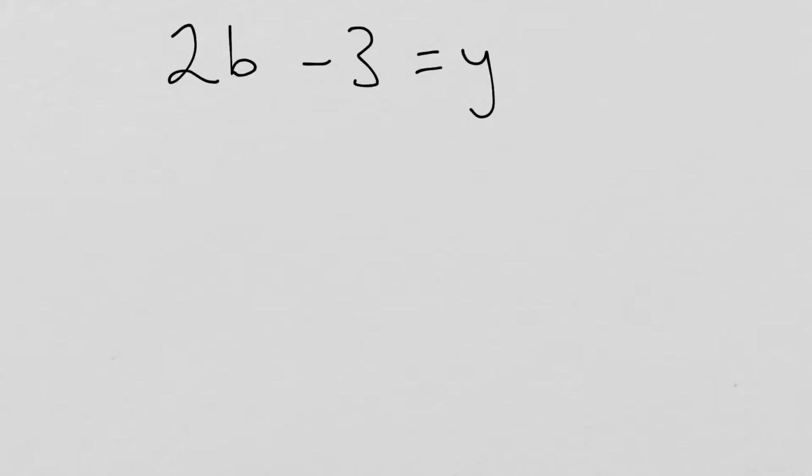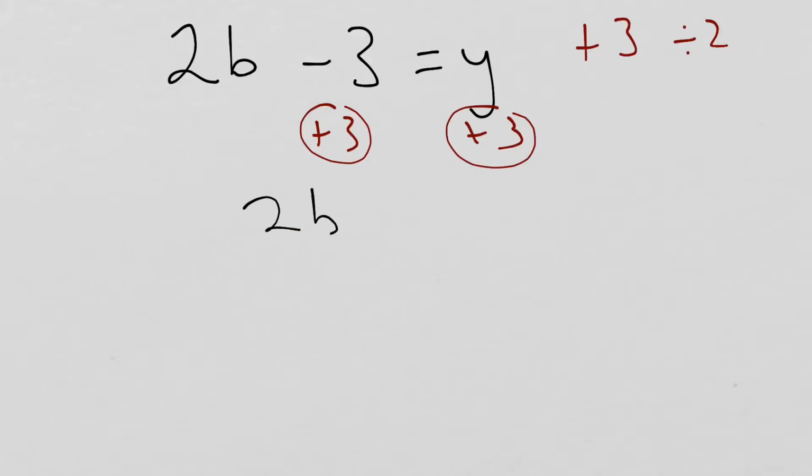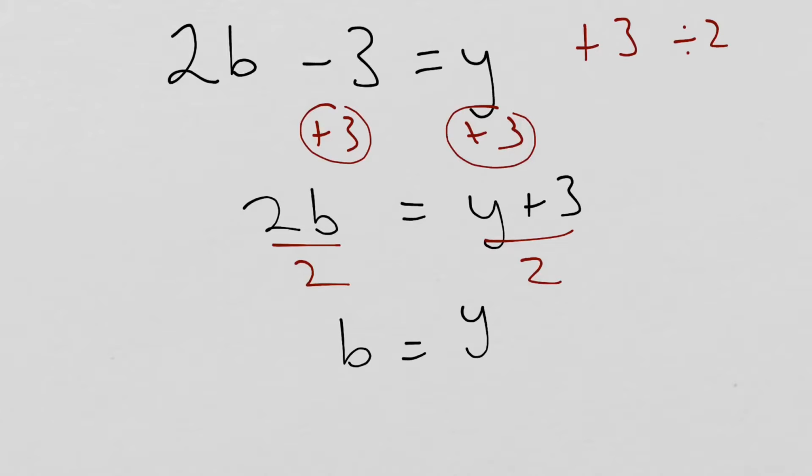Let's try this one. So 2b minus 3 equals y. So again, write down what we have to do. So you have to add 3, divide by 2. So add 3, add 3. So we get 2b equals y add 3. Simple as that. Divide by 2, divide by 2. So we get b equals y plus 3, divided by 2. And again, look, that's what we said at the top here. Add 3, divide by 2.